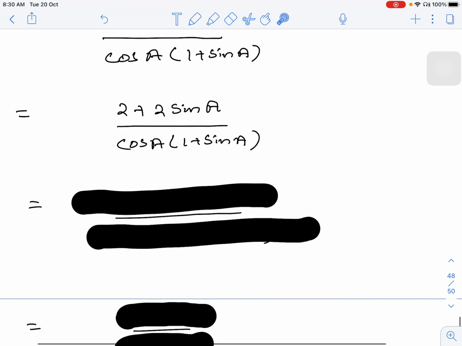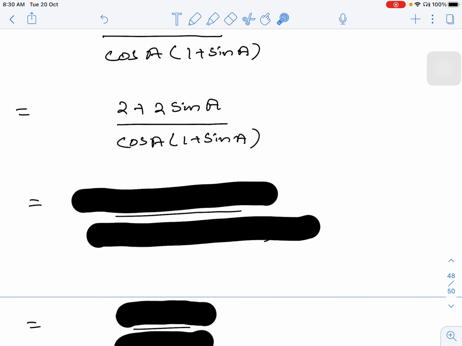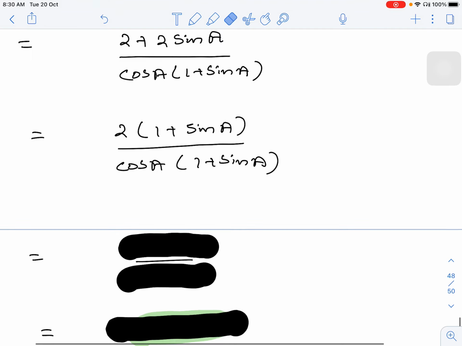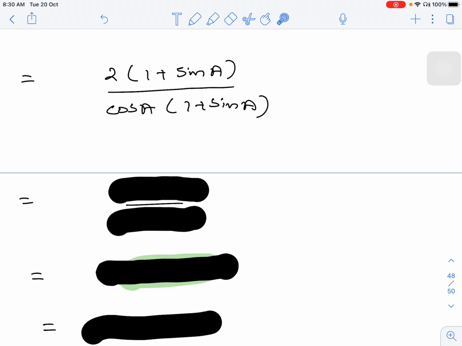Now it can be seen that both these terms are having 2 as a common, so we can remove that 2 common. When we remove 2 common, we get, now what do we get? This 2 out of the bracket, inside the bracket 1 plus sine A. Okay, denominator as it is. Okay, now it can be seen that here also we have 1 plus sine A, here also we have 1 plus sine A, so we can cancel that 1 plus sine A.